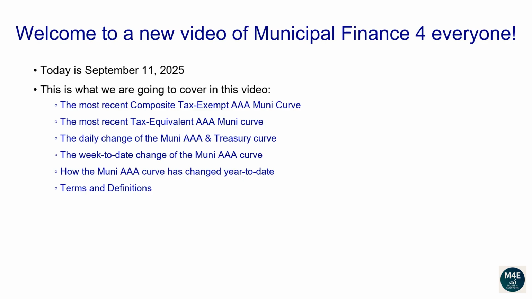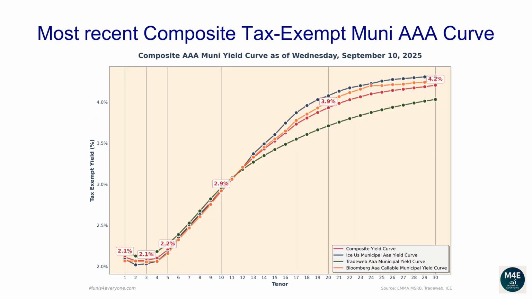Terms and definitions. Let's go over the most recent composite tax-exempt Muni AAA curve. The following composite tax-exempt yield curve is based off the most recent ICE, TradeWeb, Bloomberg yield curves that are available on the MSRB website, plus some proprietary extra adjustments, as of September 10, 2025.